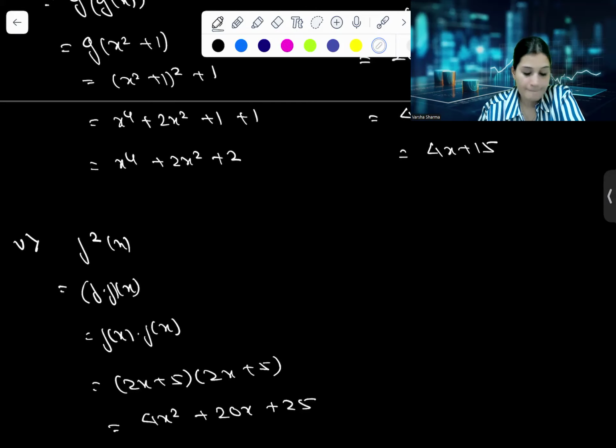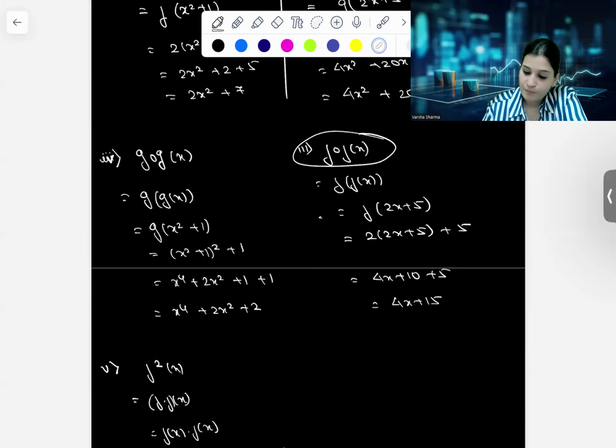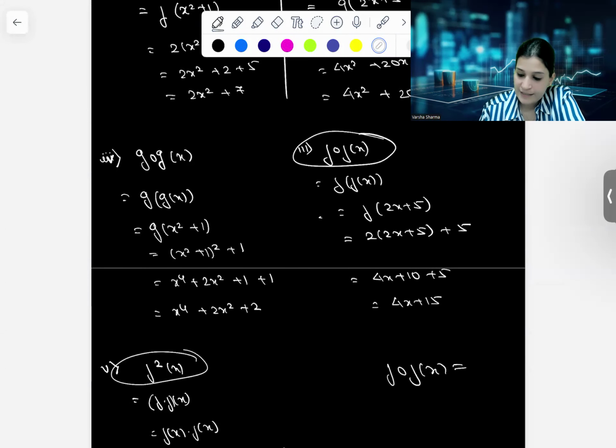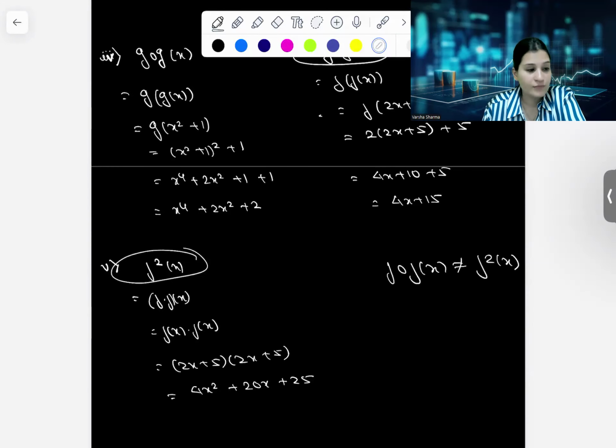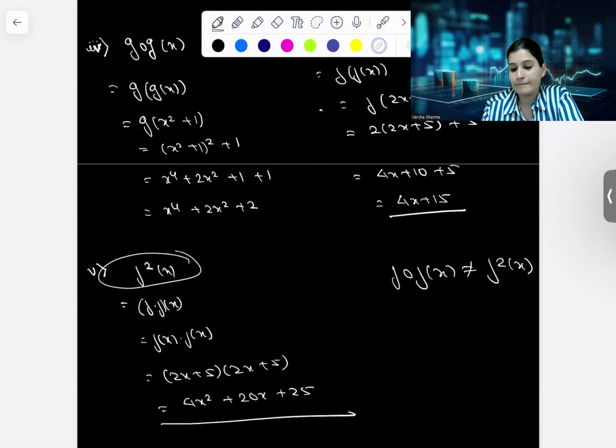So now if you see from here, f composite f and f square are not equal. We can see that. That is what they asked us to prove: f composite f is not same as f square. We proved that. We obtained both the values and they came out different. One we had 4x + 15 and another we had a quadratic.